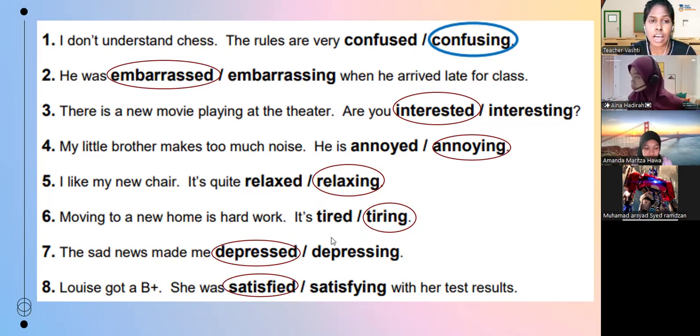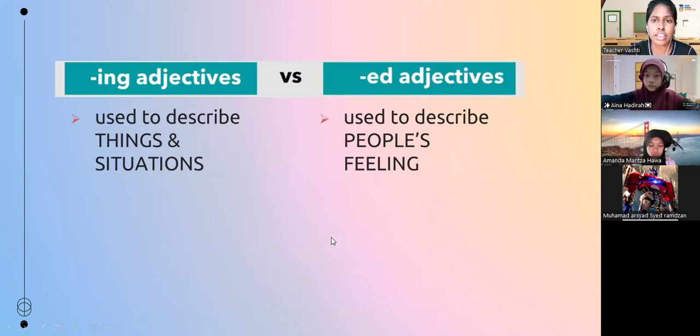Remember, adjectives ending with ing, you need to use to describe things and situations. Kalau tentang tempat, tentang benda atau situasi, baru kena tambah ing. But if it talks about your feeling, people's feeling, apa yang dia rasa, apa perasaan dia, baru kita kena guna adjectives with ed. Okay, benda ni semua cikgu dah pernah ajar.